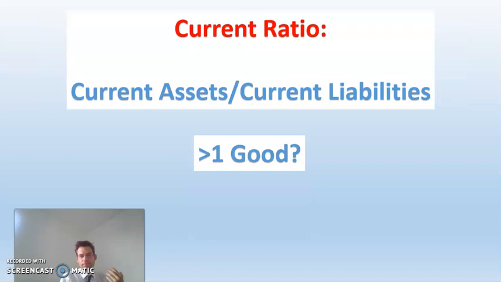Another one that's very good is current assets divided by current liabilities. This is the current ratio. So again, this requires a bit of interpretation, because in the case of many businesses, you want current assets to be higher than current liabilities. So you want a higher number than 1. But not all businesses should be like this.